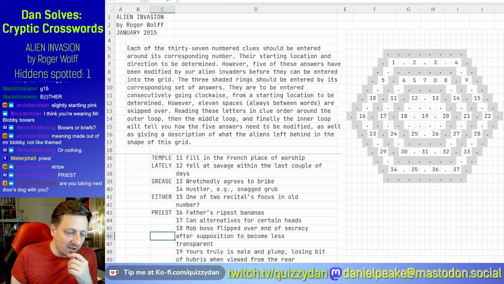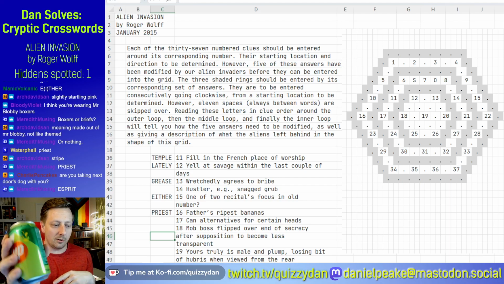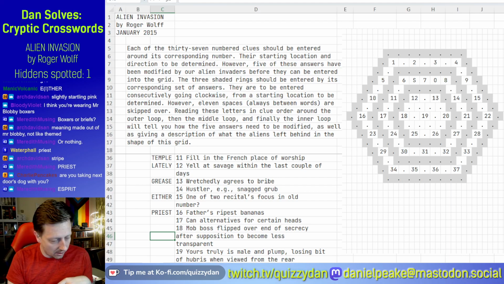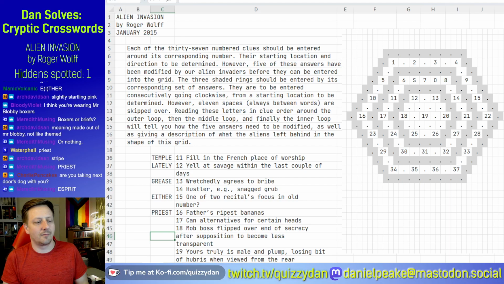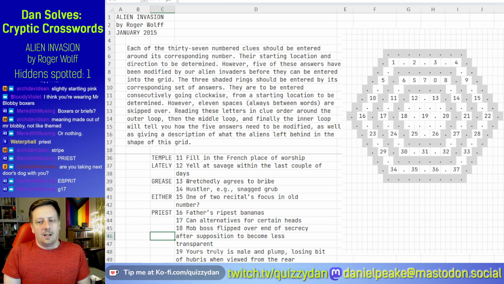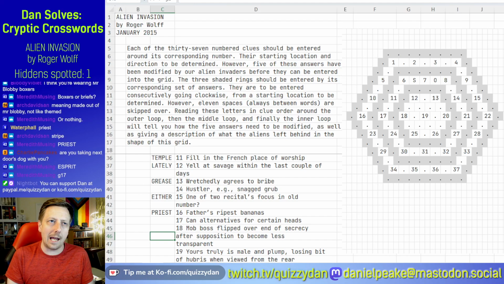Can alternatives for certain heads. Well, this is a can. So if this clue was 17, I don't know how it works. So a tin. Tins. Certain heads. Baldies. Certain heads. Egg heads. Can could, of course, be like a head, a lavatory, a loo. And if you head, you lead, don't you? Like you head a committee.